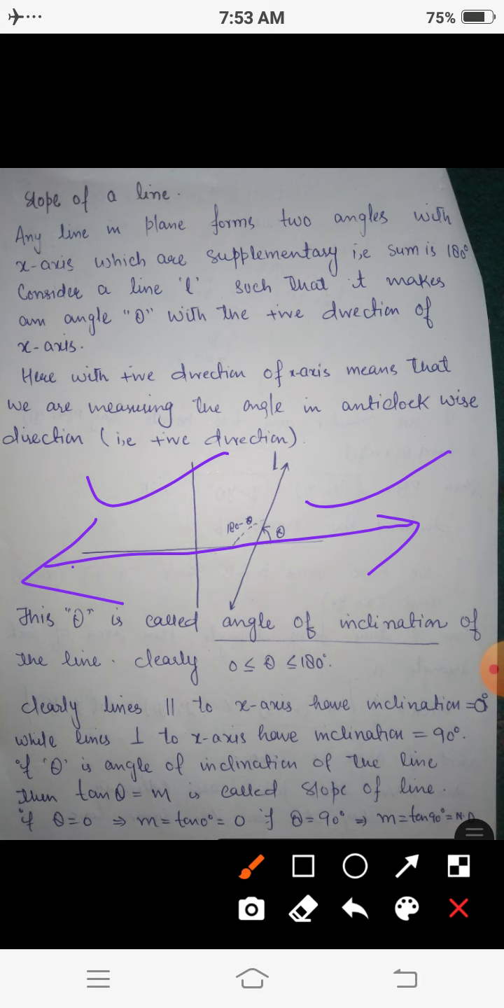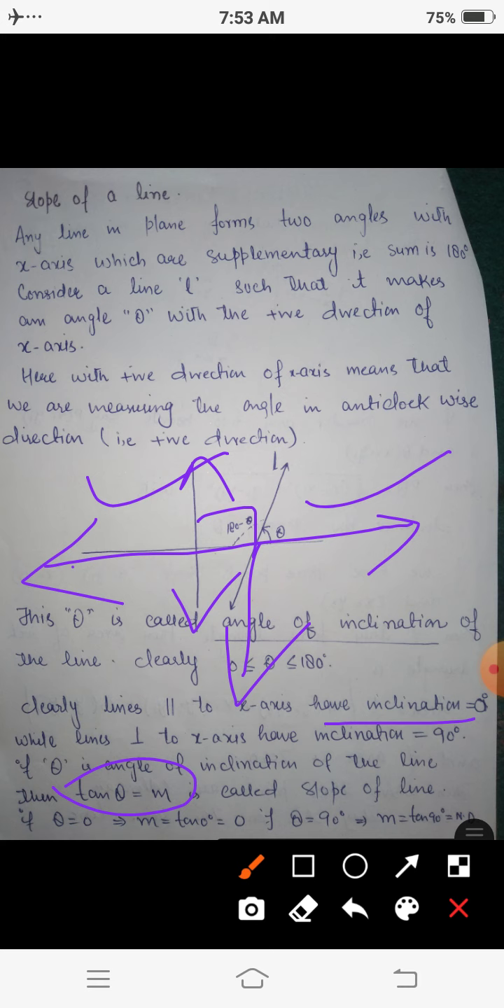Now, for lines parallel to the x-axis, or simply the x-axis itself, the angle of inclination is 0 degrees. If we consider perpendicular lines, such as the y-axis, it makes an angle of 90 degrees with the positive direction of the x-axis. So for vertical lines, the angle of inclination is 90 degrees. If theta is the angle of inclination of a line, then tan theta is called the slope of the line and is denoted by m.